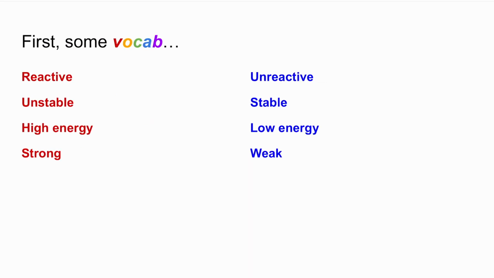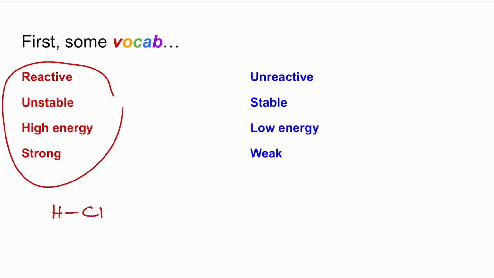So to understand acid-base reactivity trends, we need to go over some vocabulary. All of the red words are synonyms of each other. They mean the same thing, which is to say, if, for example, some acid, let's use HCl, is very reactive, that means it's very unstable, it has high energy, and it's a strong acid.